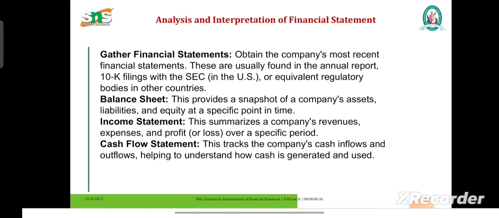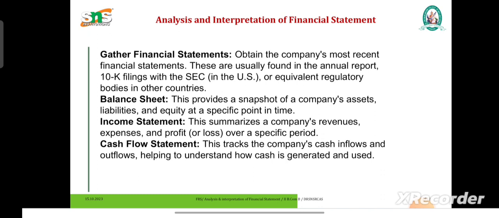Gather financial statements. Obtain the company's most recent financial statements. These are usually found in the annual report, 10-K filings with the SEC in the US, or equivalent regulatory bodies in other countries.